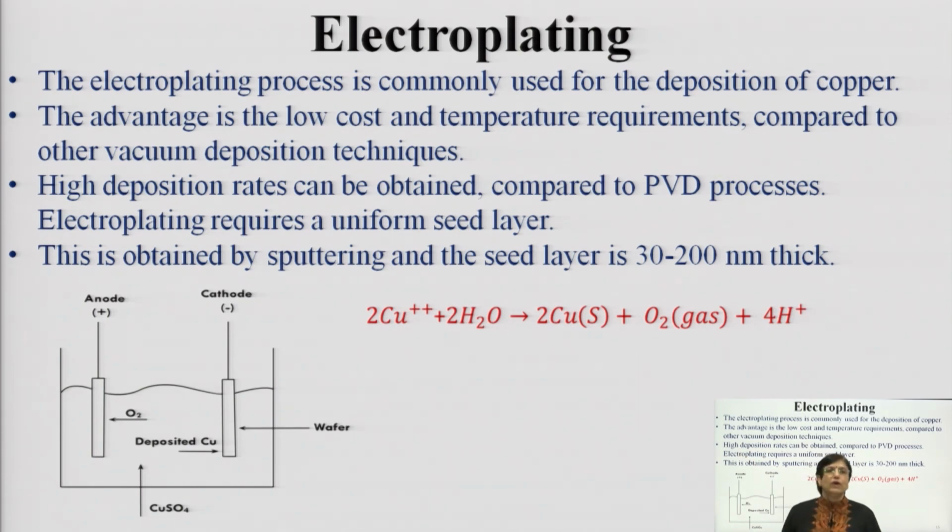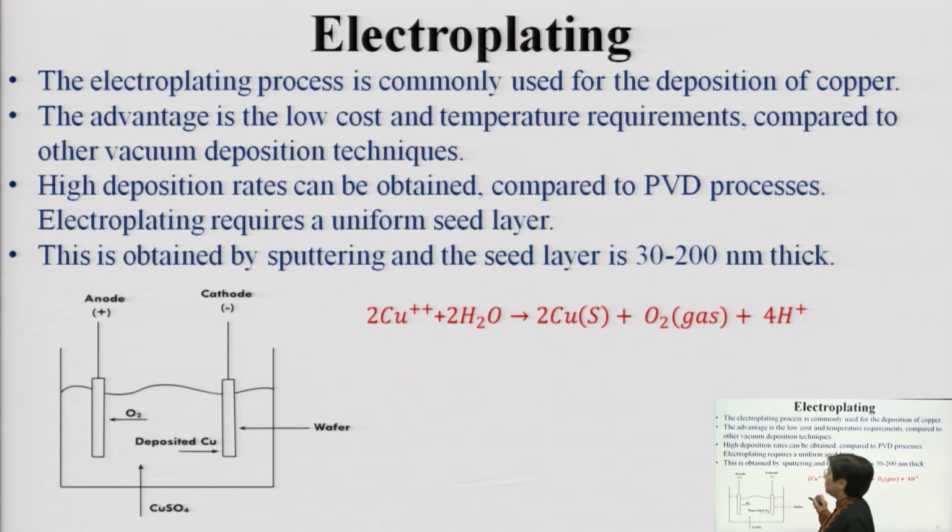The last technique we saw is electroplating. It is the process commonly used for deposition of copper. The advantage is it is low cost, temperature requirements are less as compared to other vacuum deposition systems, and lastly it has a good, moderate deposition rate as compared to physical vapor deposition, where atom by atom you are physically allowing them to layer one by one. Electroplating requires a uniform seed layer. If the seed layer is uniform, the electroplating will also be uniform. It is obtained by sputtering the seed layer, which is basically 30 to 200 nanometer thick.